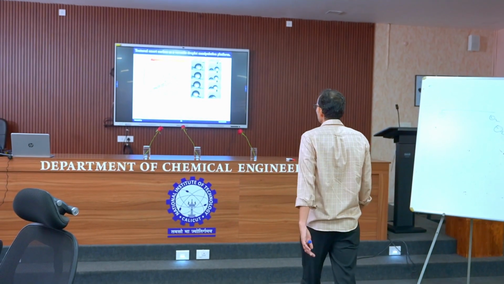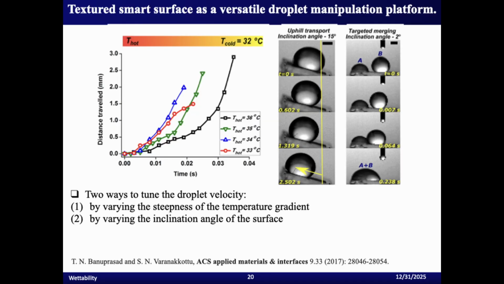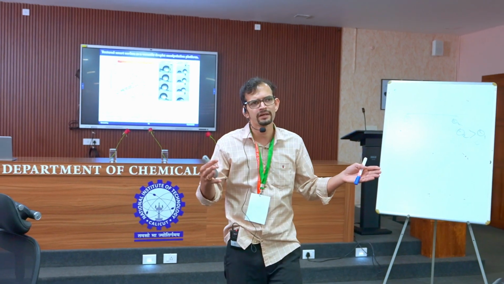And we can do many things by changing the gradient in temperature. We can actually control the velocity of transport because that is directly connected to the contact angle variation. Okay.